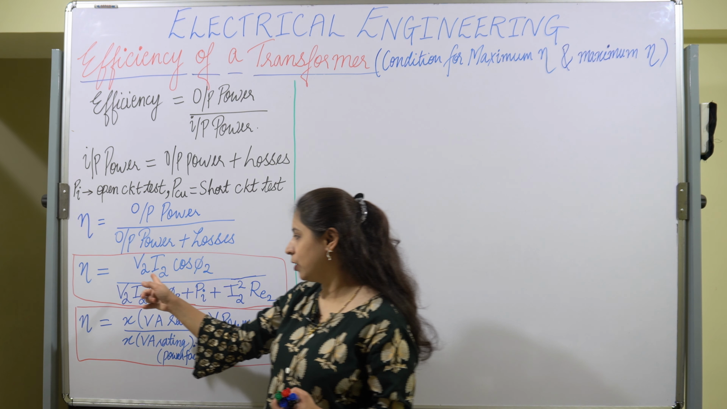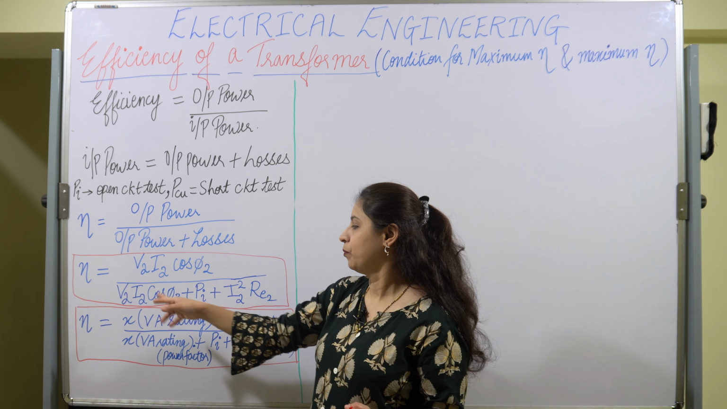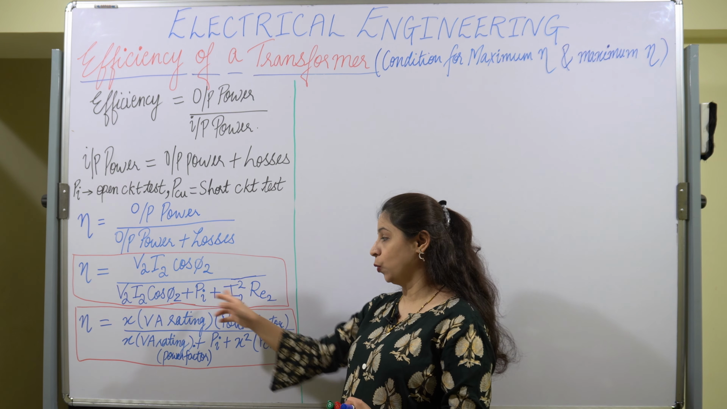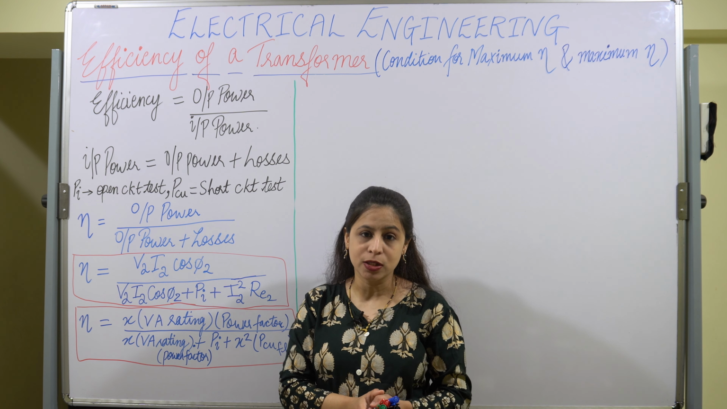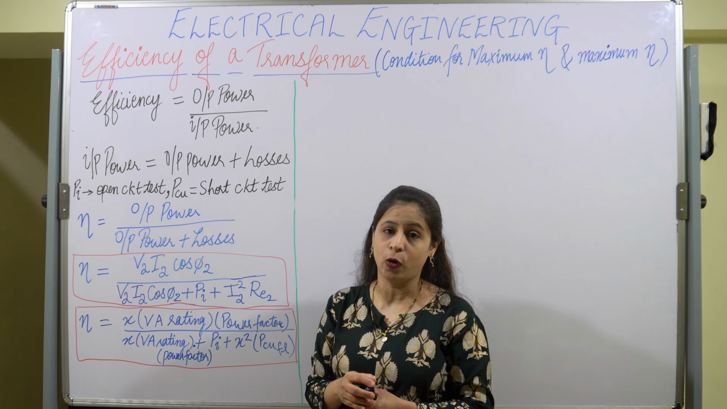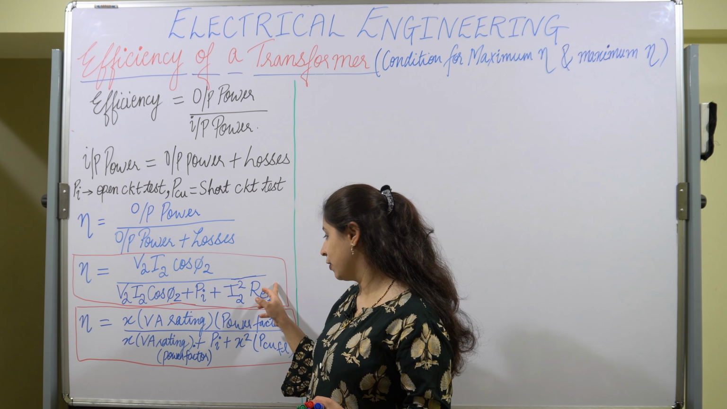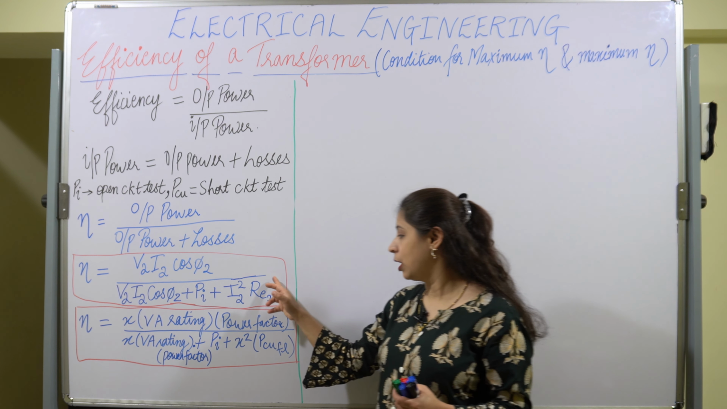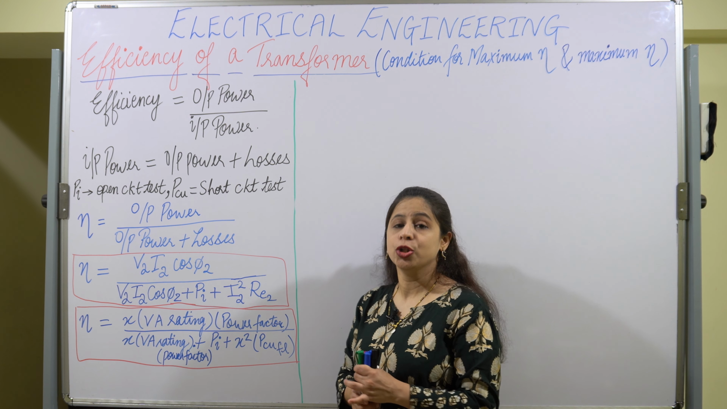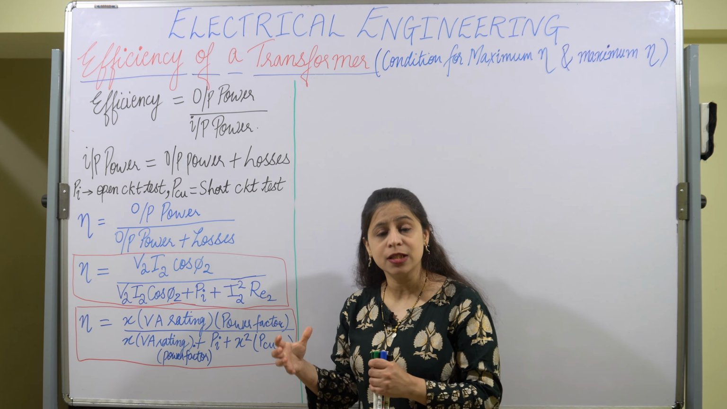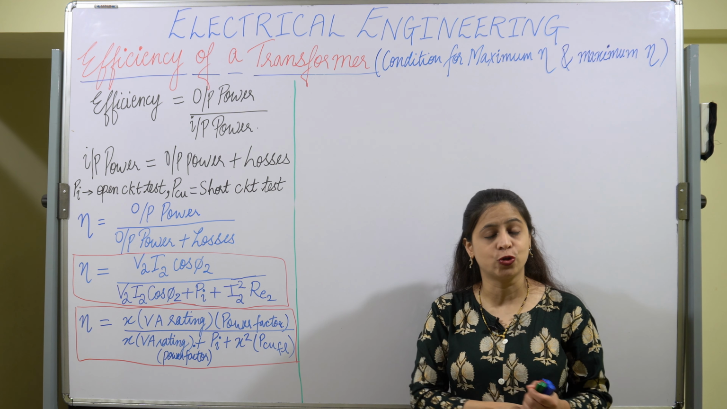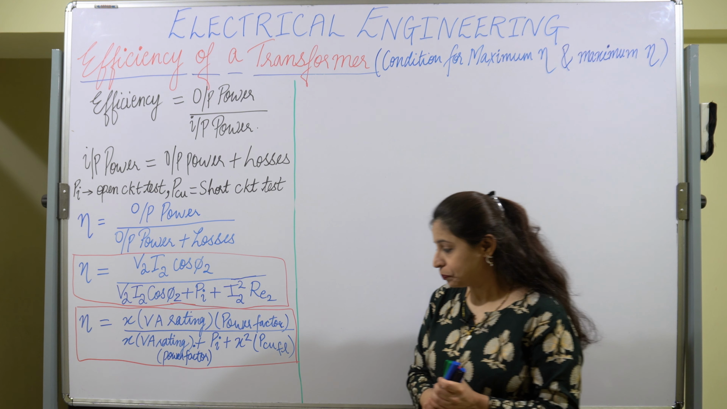So the efficiency is given by V2 I2 cos phi 2 upon V2 I2 cos phi 2 plus Pi plus PCU. Pi is the iron losses and PCU is the copper losses. So copper losses are given by I2 square R losses. Here RE2 is the resistance referred to the secondary side.